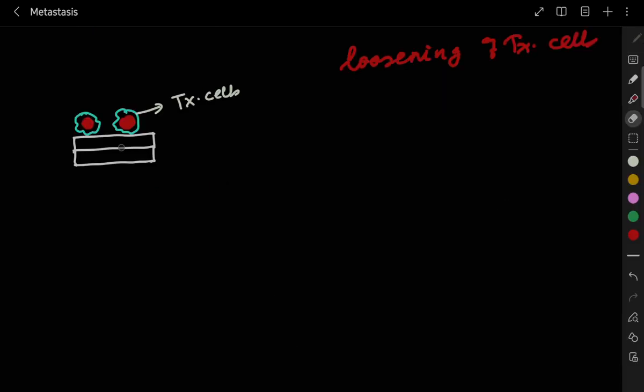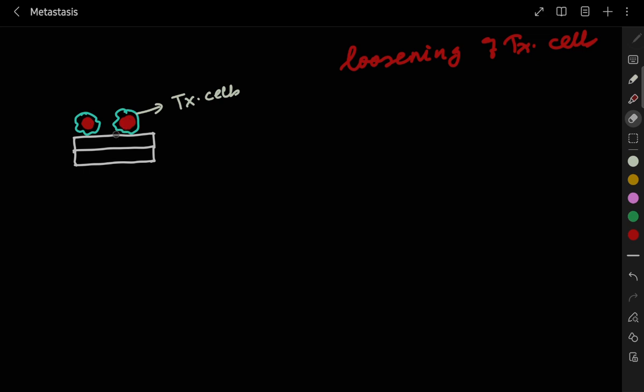So I have made a diagram. You can see the normal cells have now turned into tumor cells, right? Once they turn into tumor cells, you will see the E-cadherin is lost between them, so the cells have become loosened. Now they are also producing proteolytic enzymes like MMPs, cathepsin D and uPA.